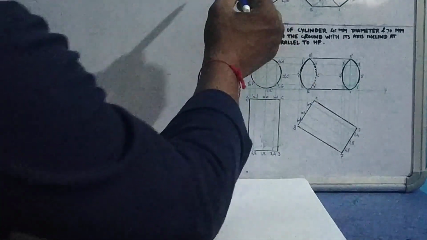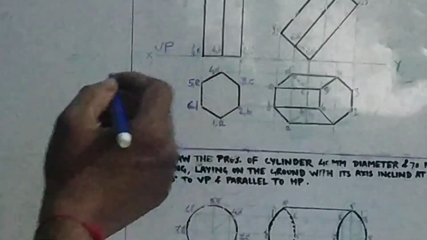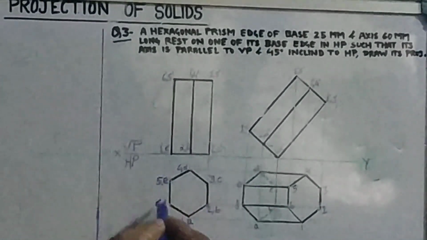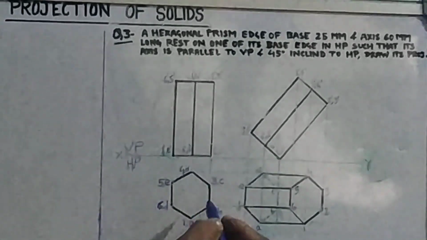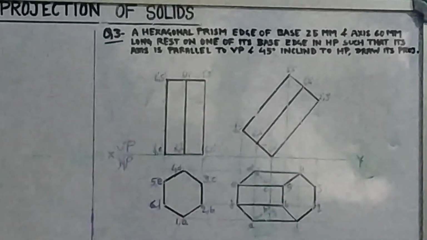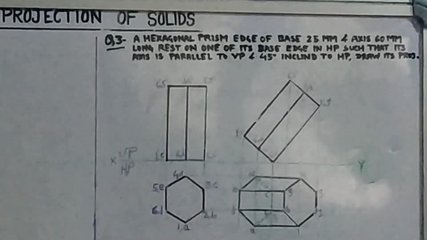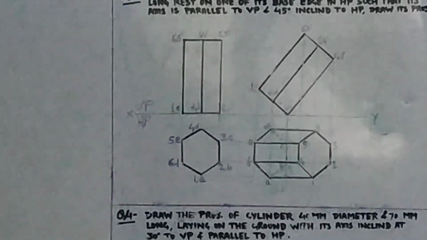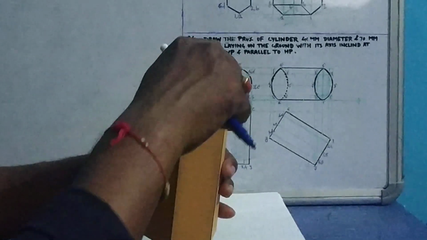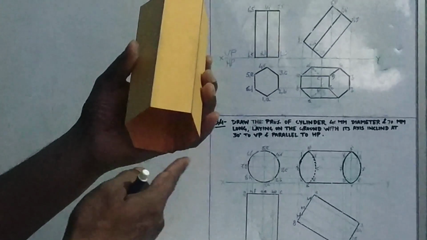First of all, we will draw the XY line, the reference line. Above this reference line is our VP plane and below is our HP plane. First of all, we will draw this hexagonal shape. The edge length is given as 25 mm, and we already know how to draw a hexagonal shape. Now suppose we give the upper corners the names 1, 2, 3, 4, 5, 6 and the bottom corners the names A, B, C, D, E, F.